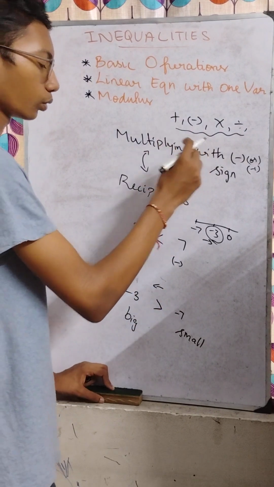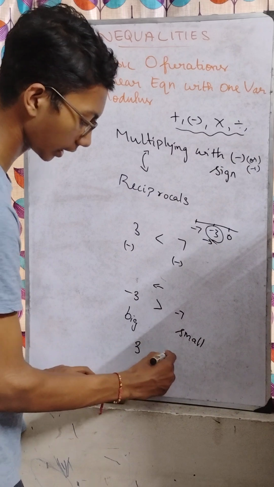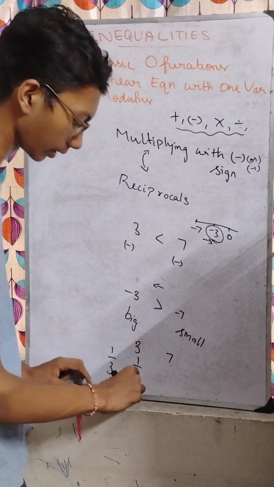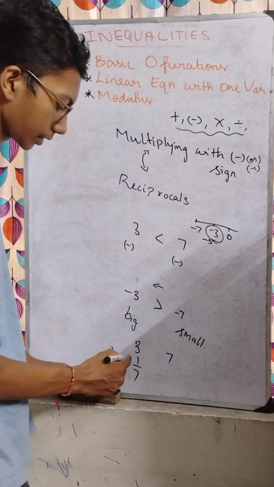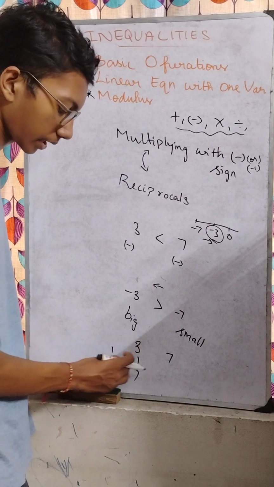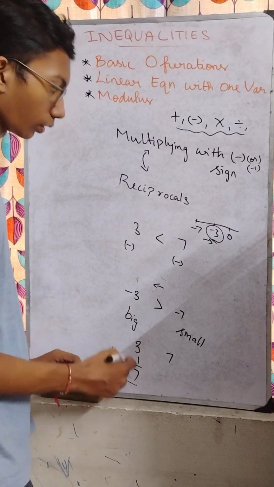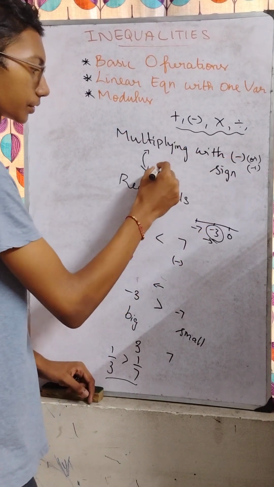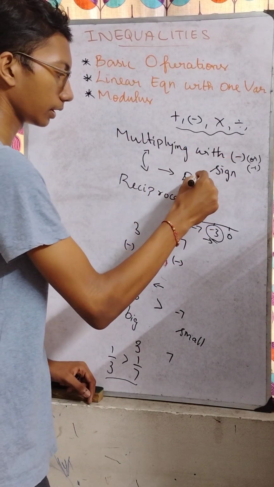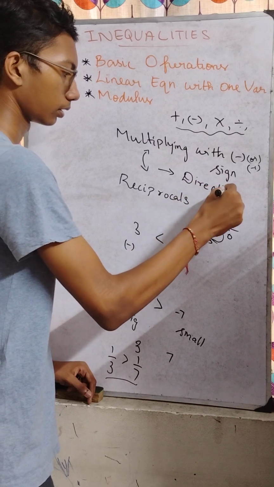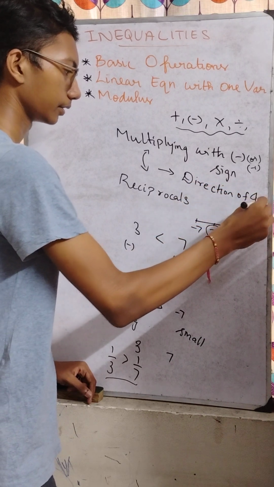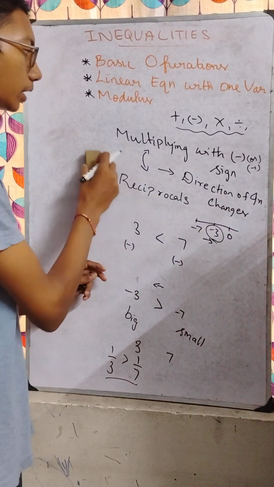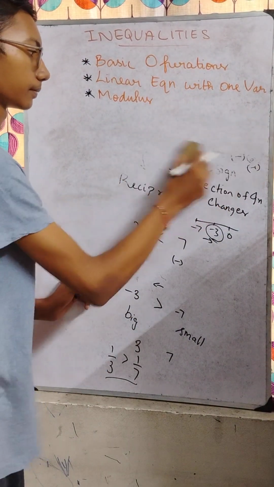Again, if we have 3 and 7 and take the reciprocal, 1 by 3 and 1 by 7, again the direction changes. Now 1 by 3 is greater than 1 by 7. So if we multiply with a negative sign or take reciprocals, the direction of inequality changes. So this is very important when we are dealing with inequalities.